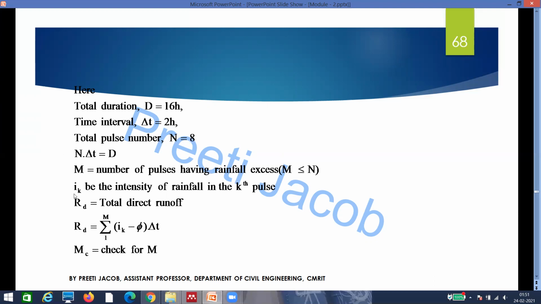And then we have IK. IK is the intensity of rainfall in the kth pulse. I'll show the next slide, it will be more clear. Okay, and then we have RD, that is the total direct runoff. And we have the formula: RD, the total direct runoff, is equal to the summation, over all the pulses having rainfall excess, of (IK minus phi) into delta T. And then after that, we check for M. MC should be equal to M. I'll tell you what MC is. We get it from the graph or from the tabular column.